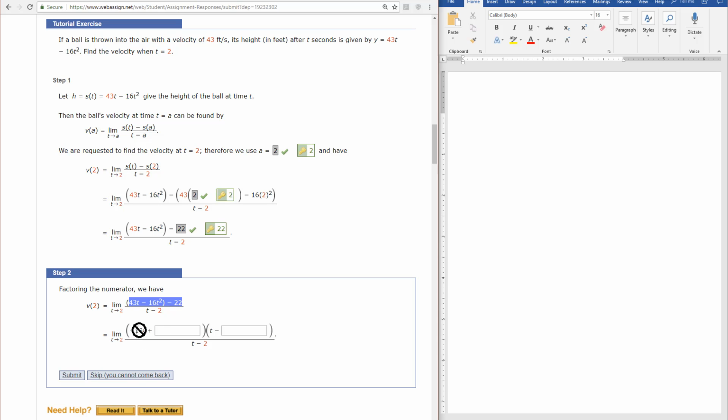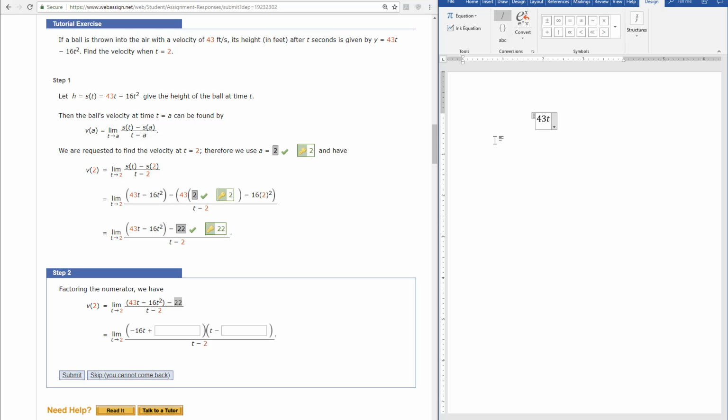And then they're saying that the numerator factors as negative 16t plus something, and then t minus something. Now my guess is that we want two numbers that multiply to 22, so 2 and 11 would probably work here, but let's see what this is asking us to do. We have 43t minus 16t squared minus 22, and what we want to do is factor this.